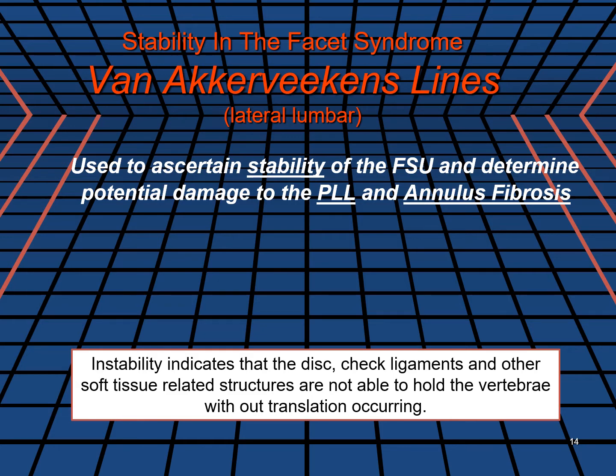Van Akkerveeken, similar line drawing in a sense. This is used to discern or ascertain stability of a functional spinal unit. Right? We mentioned in Kirkaldy-Willis's triad the three different phases that a functional spinal unit can be in, which would be normal, instability, or stability. This would allow you to determine if a functional spinal unit was in that stage of instability, indicating damage to the PLL and the annular fibers as they attach to the vertebral end plates.